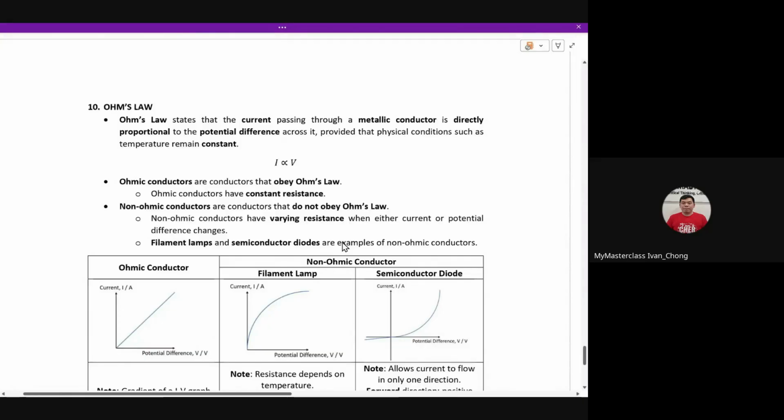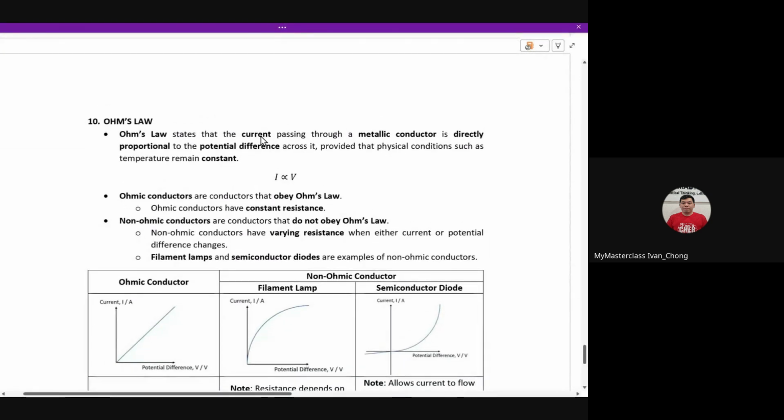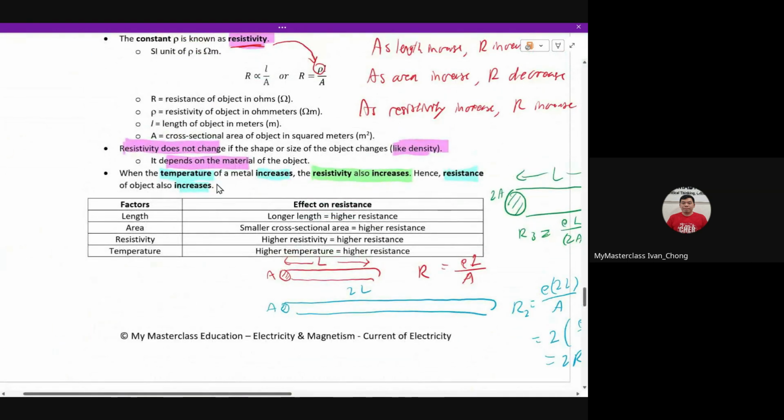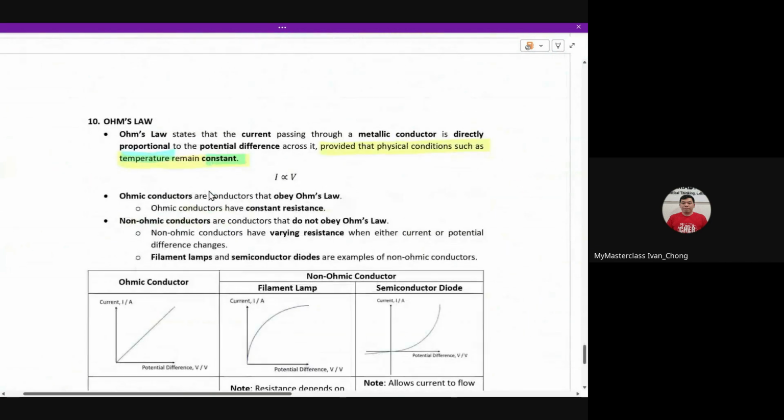Next, last but not least, for the last part of your current of electricity chapter, we will learn about Ohm's law. Now, if you see over here, the current passing through is directly proportional. This symbol that you see just means directly proportional. One thing you need to take note of is that the rest are kept constant. All other factors, like your length, will be kept constant, and more specifically, it is your temperature. Why? Because remember, earlier on, as temperature increases, your resistance will change, right? So you want to keep resistance the same.